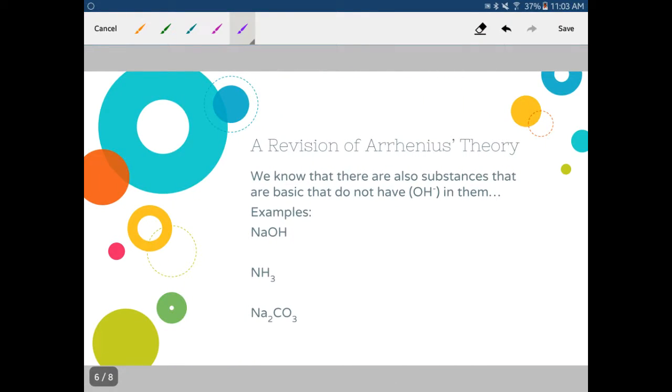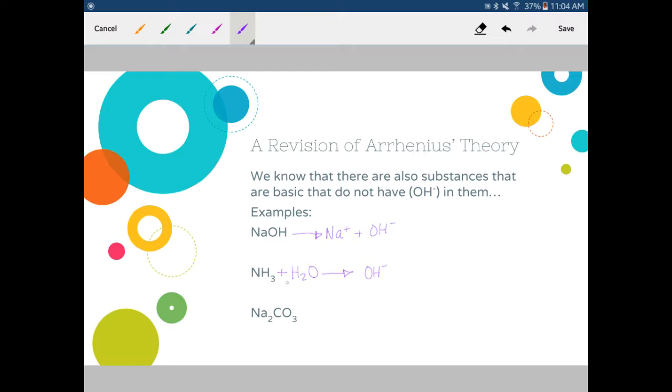However, again, we have some examples. We know that we have substances like sodium hydroxide, where NaOH forms sodium ions and hydroxide ions. We do expect that to still be basic. We also see examples like ammonia. We know ammonia is very basic as well. In this case, ammonia reacts with water, and because this is a base, we still get the formation of hydroxide ions.